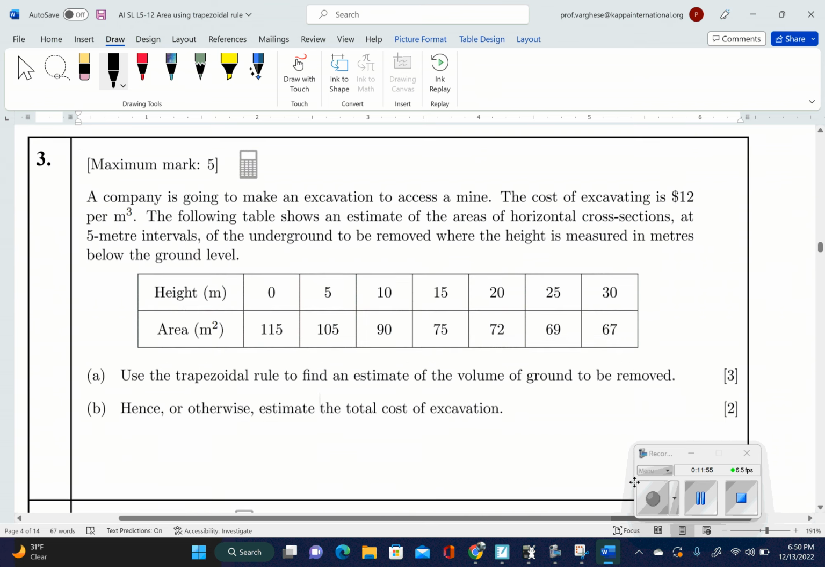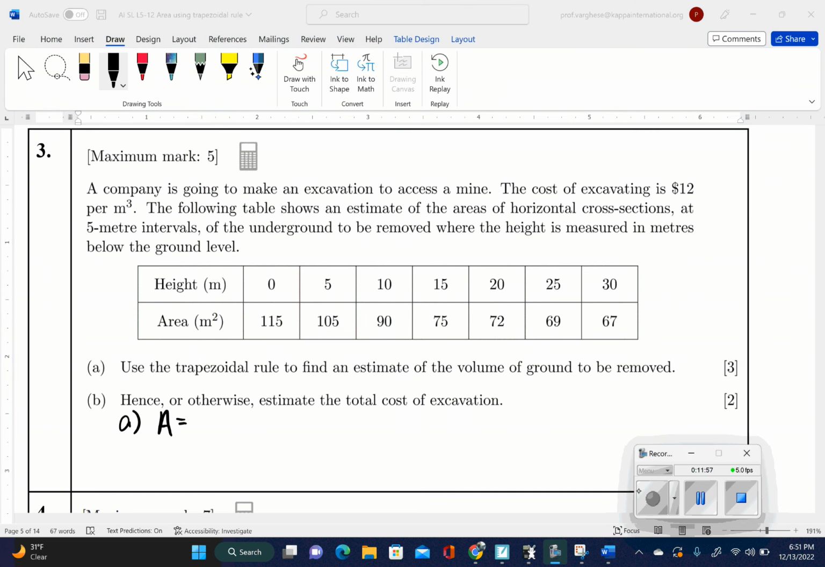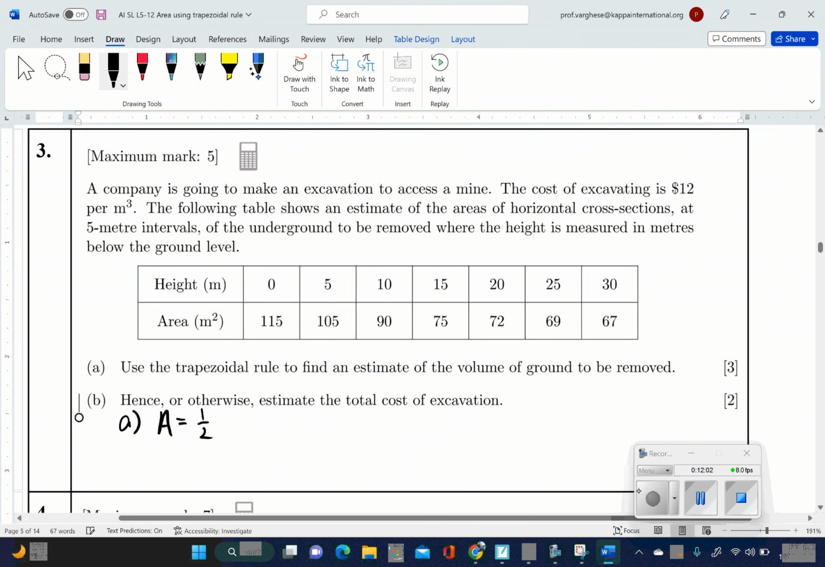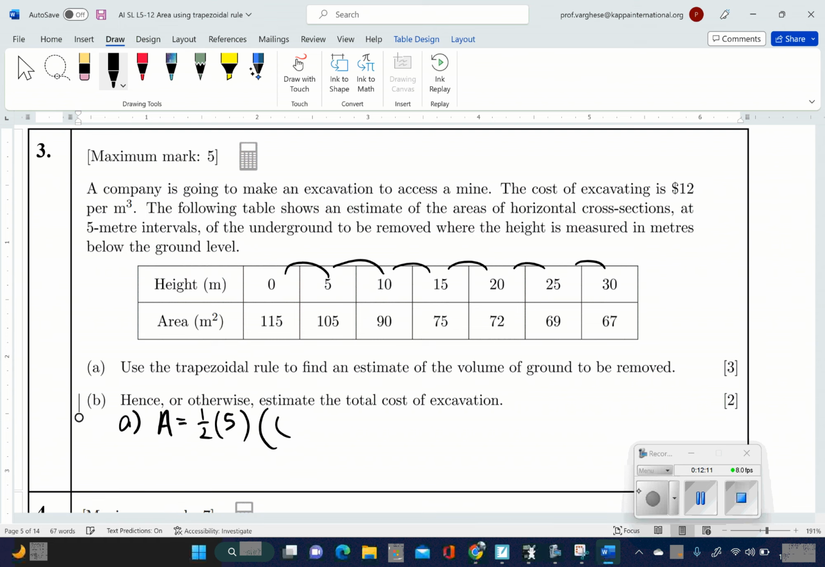Now we're going to go through some IB questions. So here I'm going to put my formula again, which is 1/2 times my height here is 5, right? This is jumping by 5. So I'm going to put a 5 over here. I'm going to open up my double parentheses. My first term is 115, here's my y0, which is 115, plus my last term is 67. So I'm going to put that there.